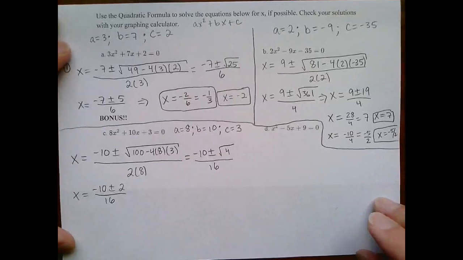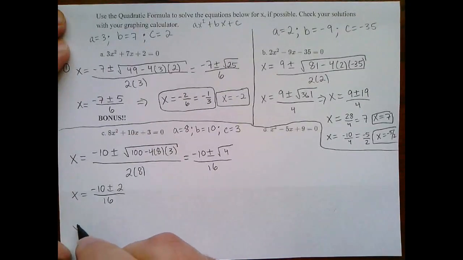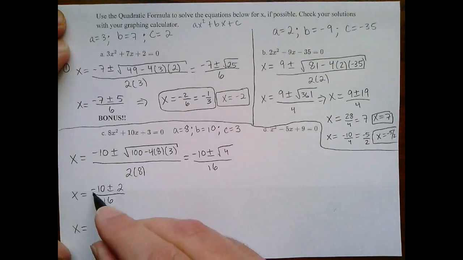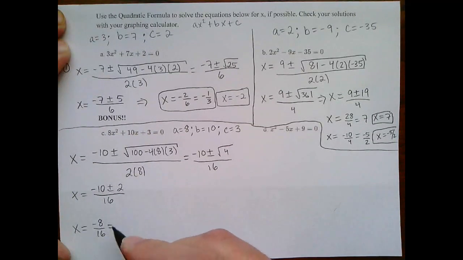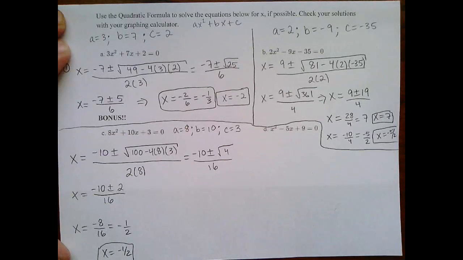So now we have 2 calculations. Let's start with negative 10 plus 2. Negative 10 plus 2 is negative 8 all over 16. What's the biggest thing that goes into 8 and 16? 8. So this would be negative 1/2. So one solution, or x-intercept, looks like it's going to be negative 1/2.